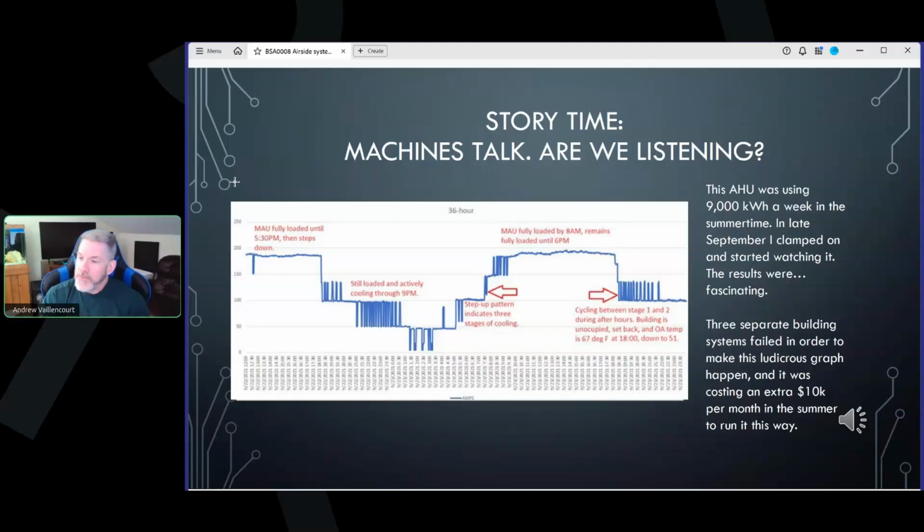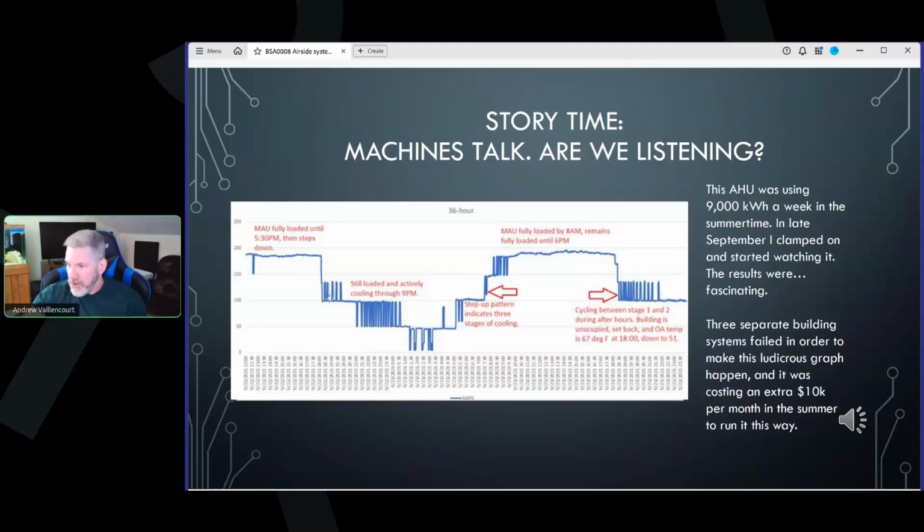So we have basically, I think, a 36-hour period. I forget exactly. It's a makeup air unit, so it's 100% outside air. It runs fully loaded until 5:30 p.m. Absolutely no fluctuation. It runs flat out. And then at 5:30, it falls off a cliff. Now, if you know your air handlers, you know, oh, that looks like two stages of cooling shut off. And you'd be right. You can see down here, it drops all the way to about 100 amps.